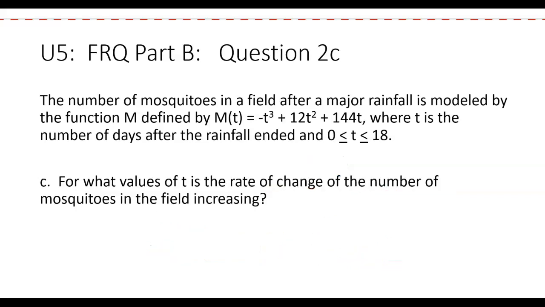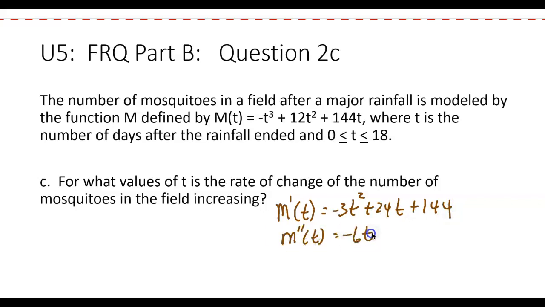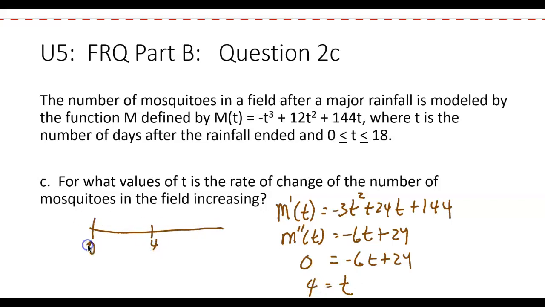Okay, so here we go. We've already found our first derivative, but I'll write it up here again. Now we need to find our second derivative. We're going to set it equal to 0 and solve. If I solve that, I end up with t equals 4. And then I'm going to do a number line test. 4 goes here, 0 goes here, and 18 goes here.